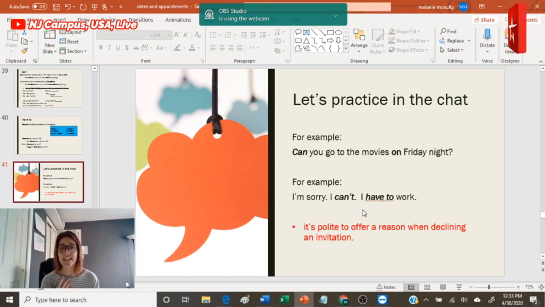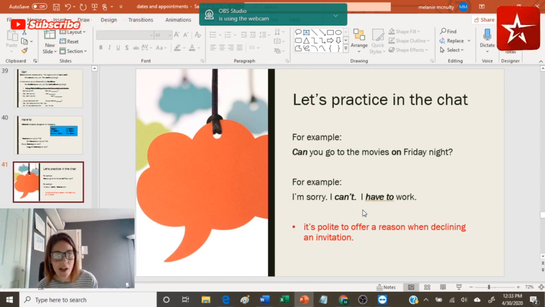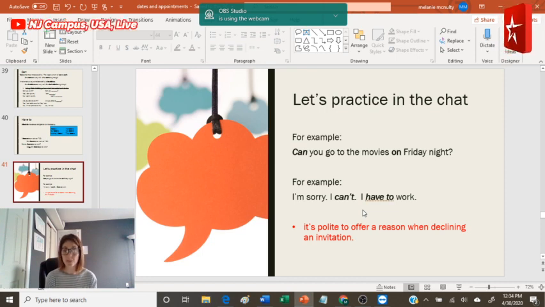So we use these for invitations. We might say, can you go to the movies on Friday night? And notice that preposition, on Friday night, from earlier. Can you go to the movies on Friday night? So I'm asking if you're able to go to the movies. Can you go to the movies on Friday night? I'm sorry, I can't. I have to work.